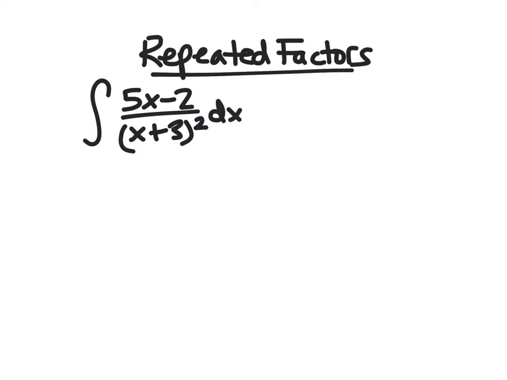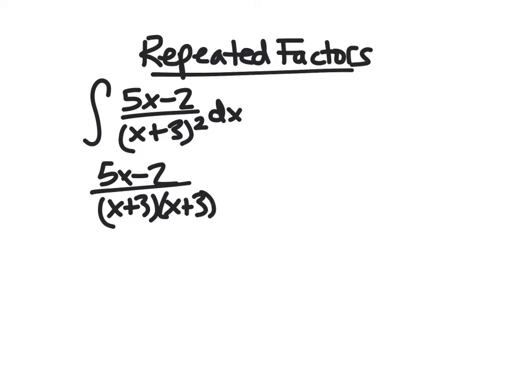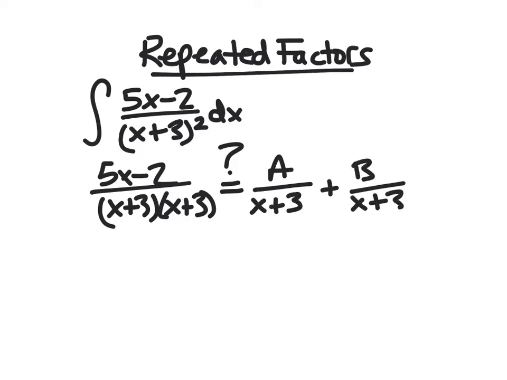Okay, so I said that previous thing worked for distinct factors. So what happens if we have a repeated factor? Here we have 5x minus 2 over x plus 3 times itself. So these are not distinct. Well, let's just try and see what would happen. So I'll put a big question mark here. Can we write this as something over x plus 3 plus another constant over x plus 3? Well, no, because what would this be equal to? These have the same denominator, so we could just make this a plus b over x plus 3, which is a constant.